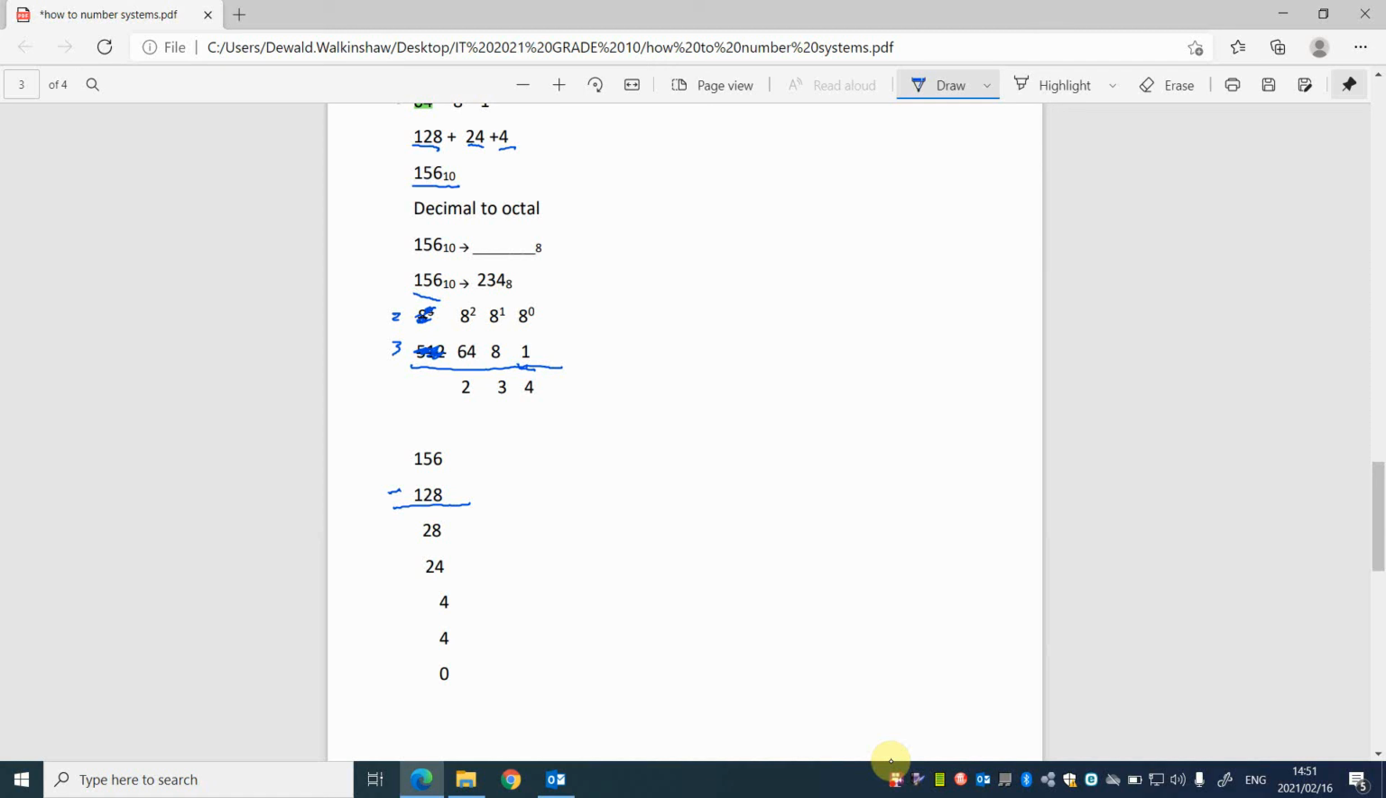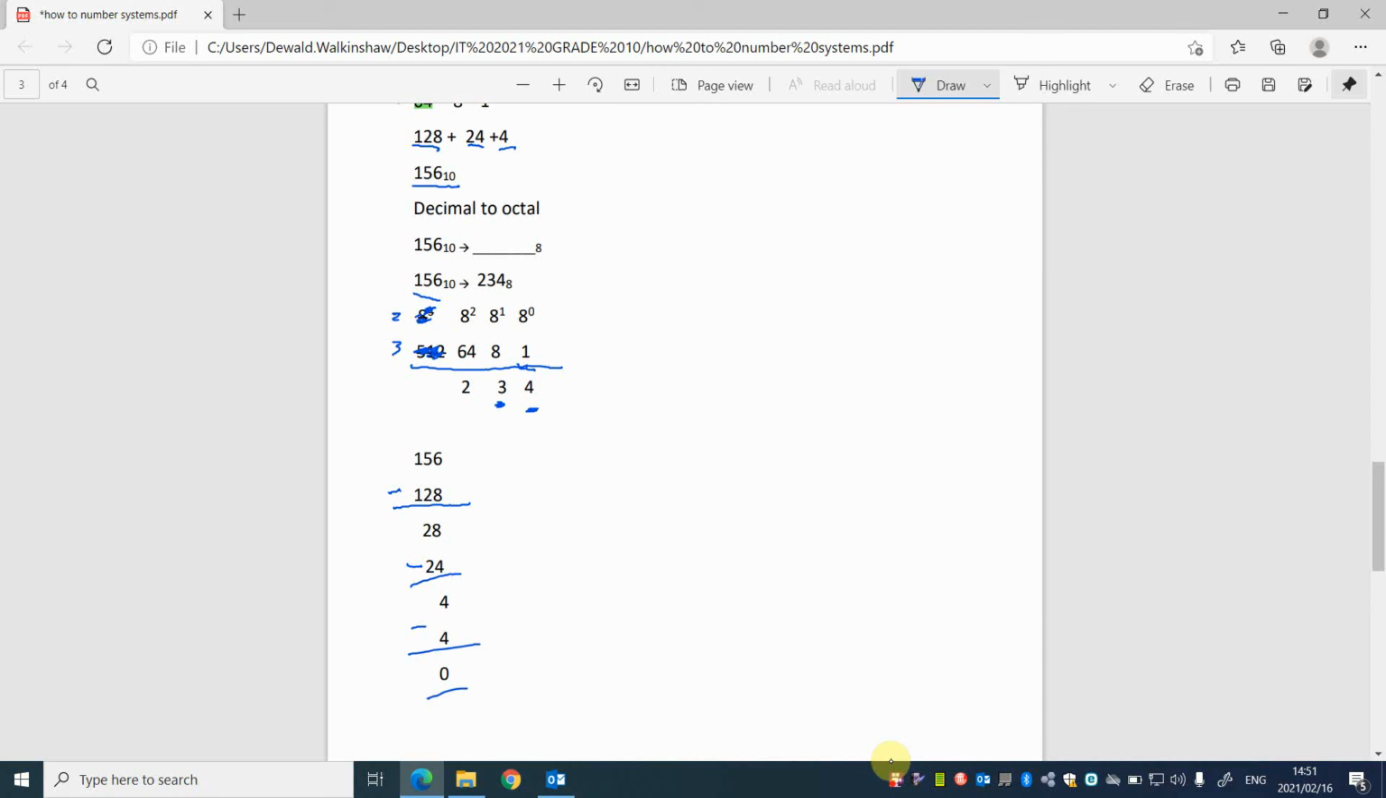Then the next one, how many times does 8 go into 28? It goes into 28 three times. Then you ask yourself, what is 28 minus 3 times 8, which is 24? So 28 minus 24 is 4. Then you ask yourself, how many times does 1 go into 4? It goes into 4 four times. What is 4 minus 1 times 4, which is 4, and that equals 0. So you know you've reached the end of your calculations.